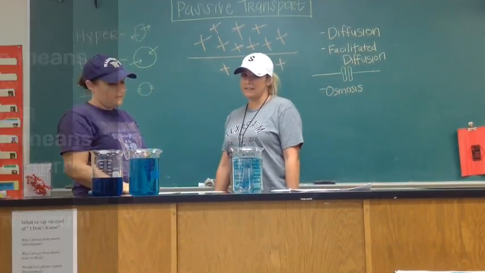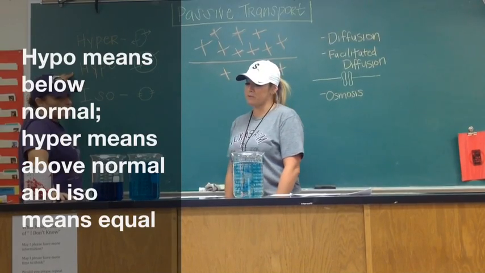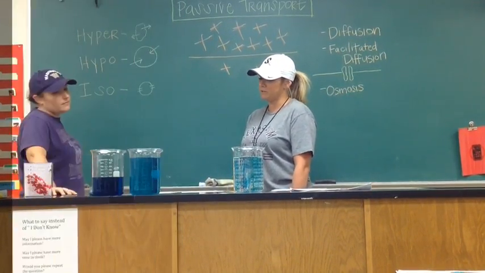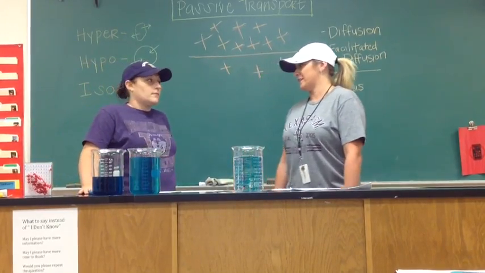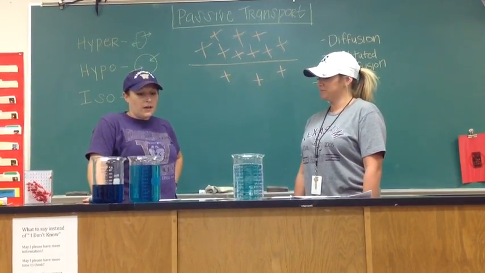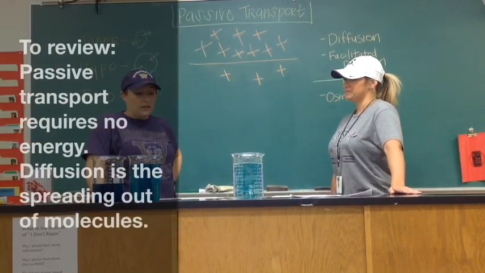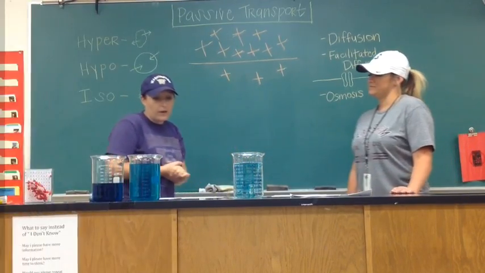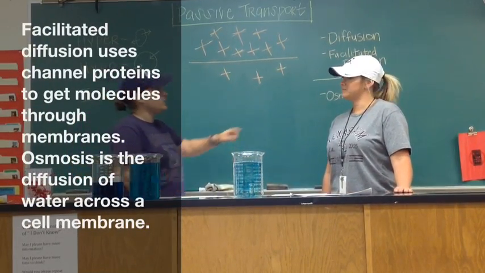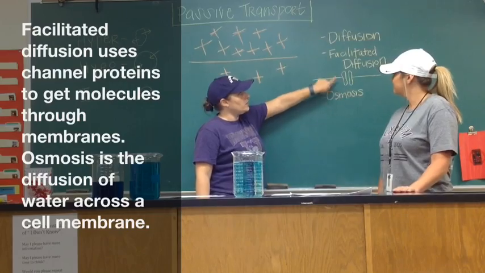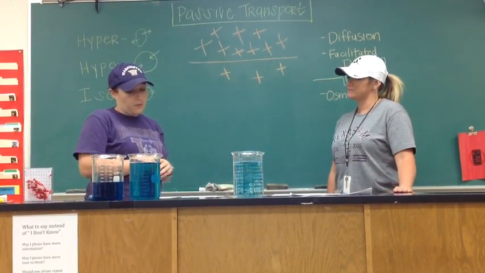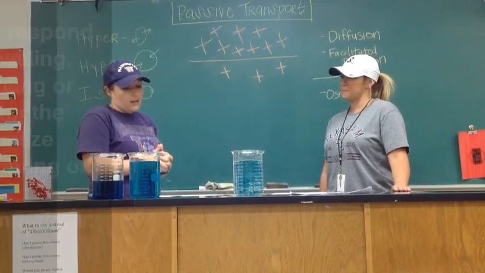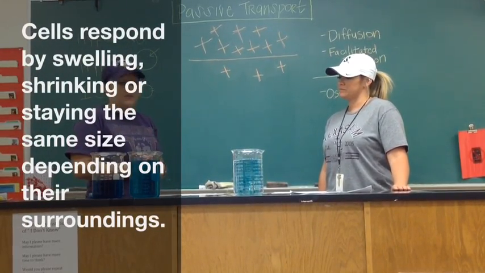Okay, so the prefixes I need to remember are hypo is below normal, hyper is above normal, and iso is equal. What do I really need to remember from this video lecture? Okay, the bottom line is that passive transport does not use energy. Diffusion, remember right here, is when the molecules are spreading out like the perfume. Facilitated diffusion uses the protein channels. Remember, facilitated is help. It uses protein channels to get materials through membranes. And osmosis is diffusion, but specifically with water across the cell membrane. Cells respond differently to different solutions depending on their surroundings.